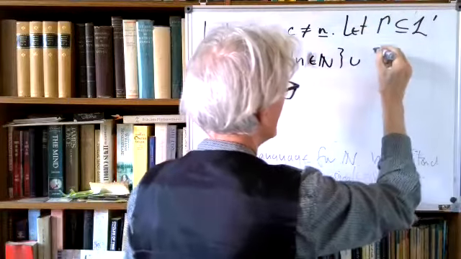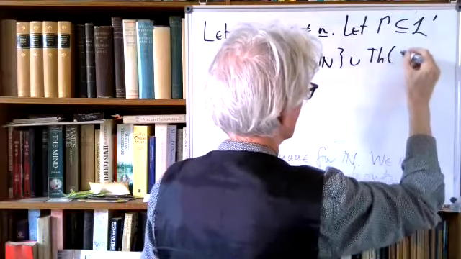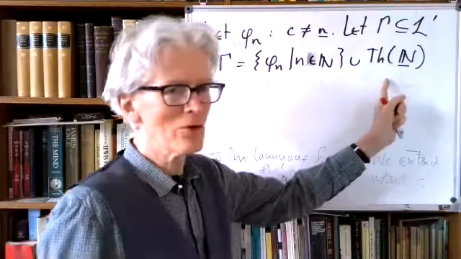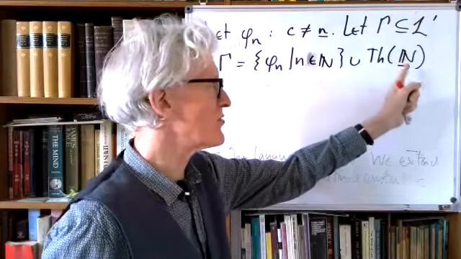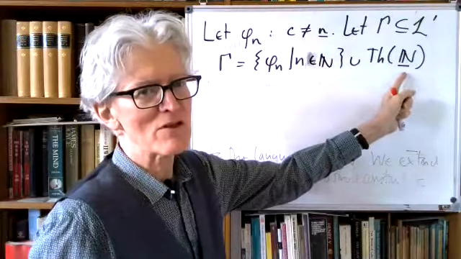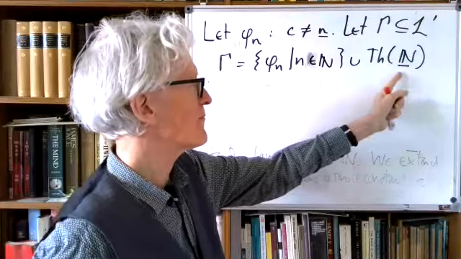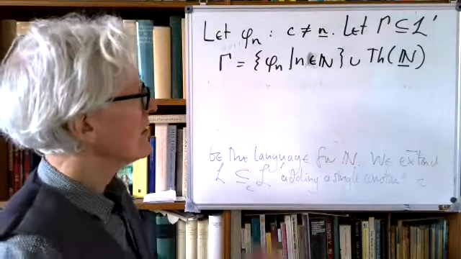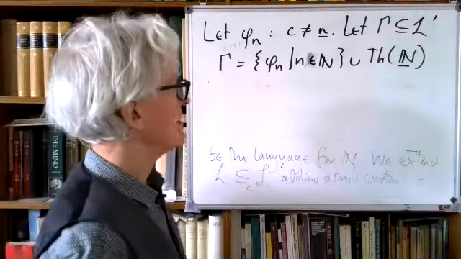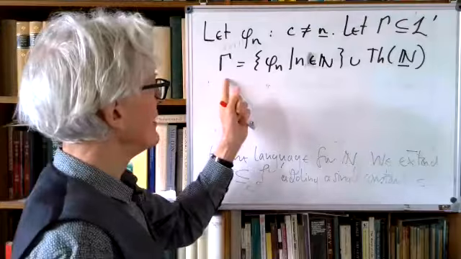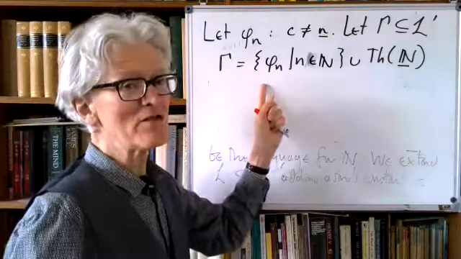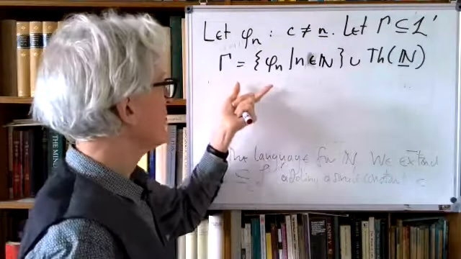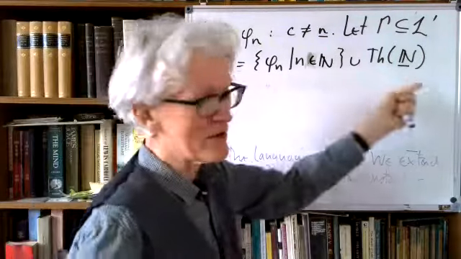And we're also going to throw in the theory of the standard structure. So recall, this is the set of sentences that are true of the natural numbers, the standard natural numbers. So what we'll do is just show that every finite subset of this gamma is satisfiable, it has a model. The compactness theorem will then say the whole lot has a model.